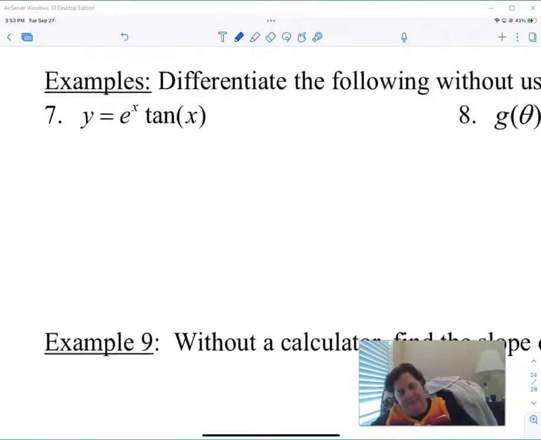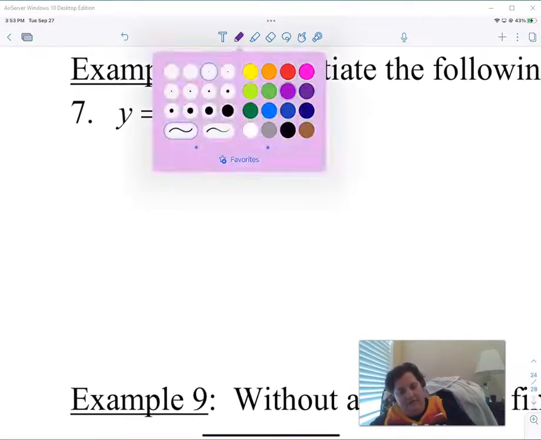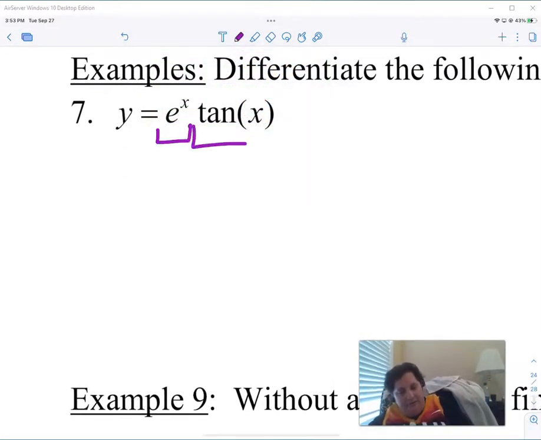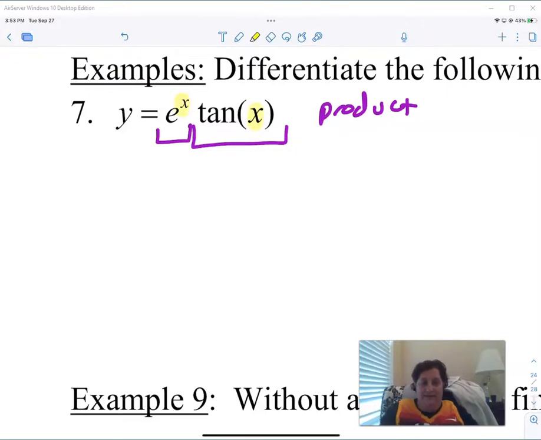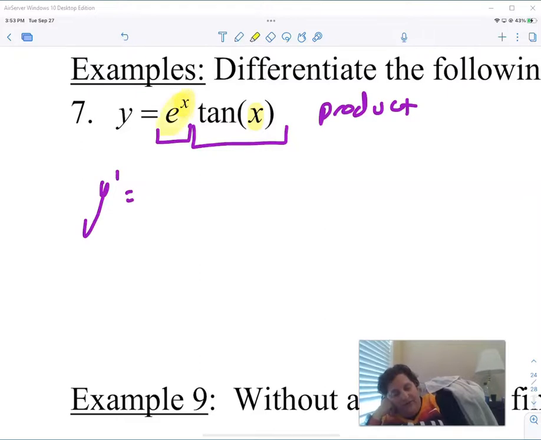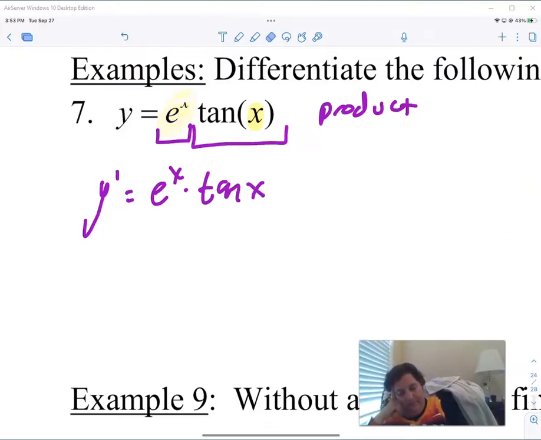Ooh, I love this. What rule do we have to use here? Product rule. You can tell it's a product rule if there's two separate x's. That means there's two separate functions, right? So here we go. I'm going to start with the derivative of the first, and the derivative of e to the x is e to the x, times the second. And then I'm going to do the first times derivative of the second.